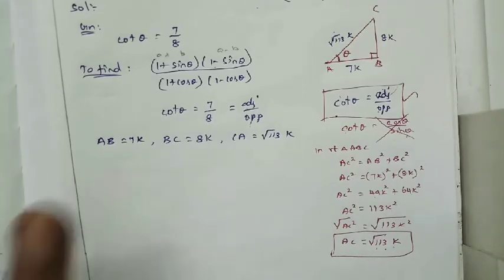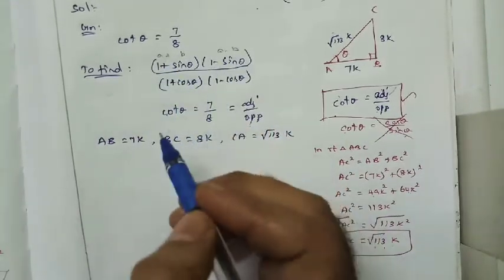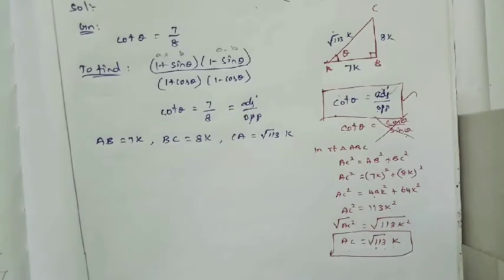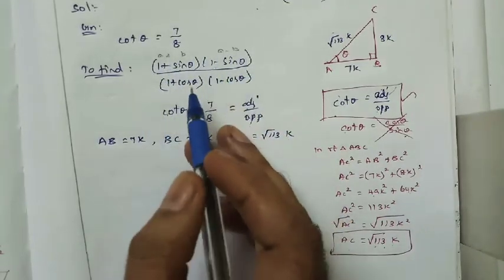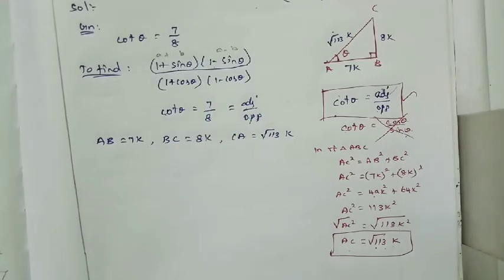Now I am going with the regular method itself, not applying the a plus b into a minus b, a square minus b square method. I am going to apply the direct method. But you have to get an idea of how we want to solve: is there any identity we can apply, and after simplifying the question, whether it is possible to simplify further or not.